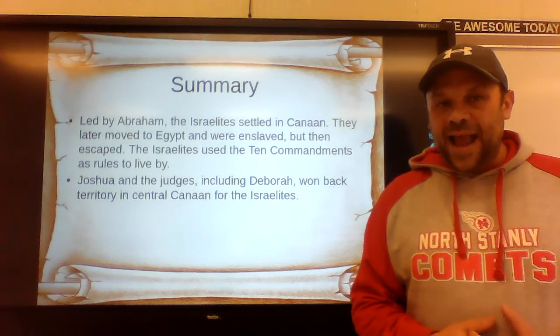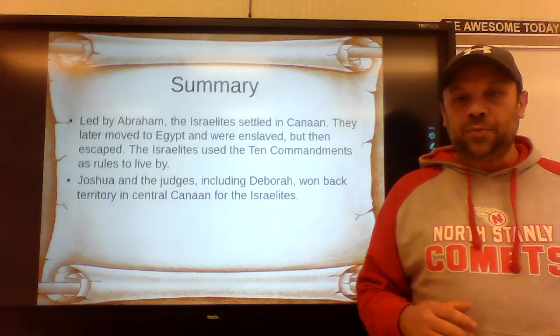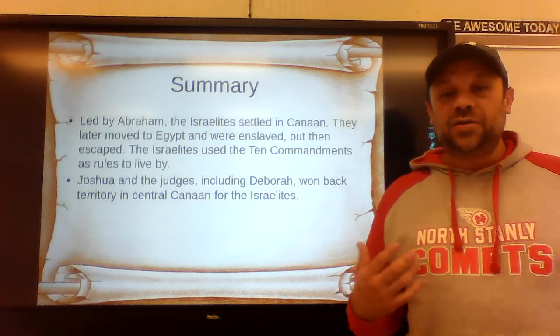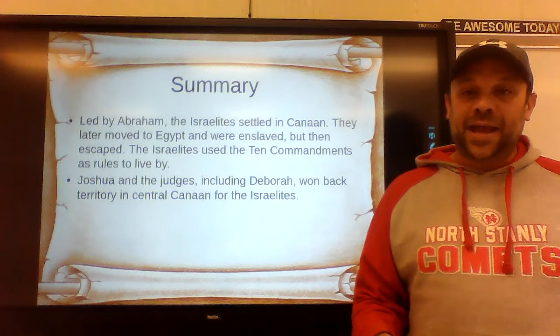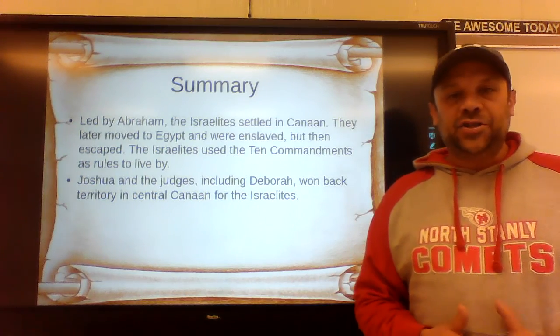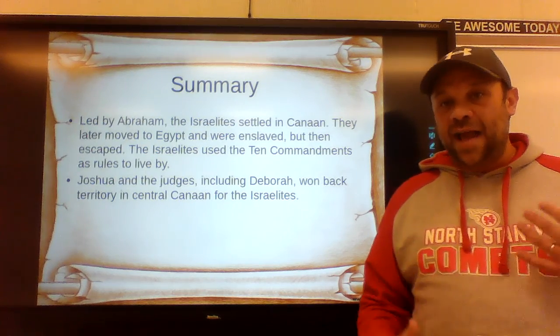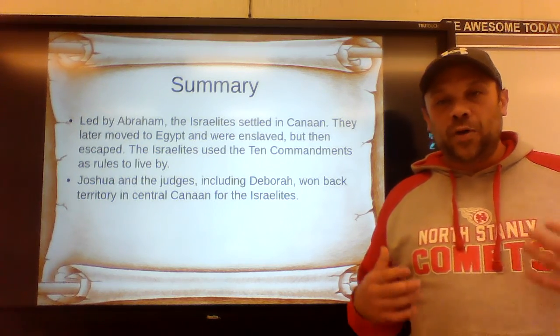in a land called Canaan. They later moved to Egypt, where they were enslaved by the Pharaoh. But then they escaped, of course, under the leadership of Moses. After the plagues, Moses leads them out of Egypt. The Israelites use the 10 Commandments as rules to live by. So they have a moral law that they are required to follow.